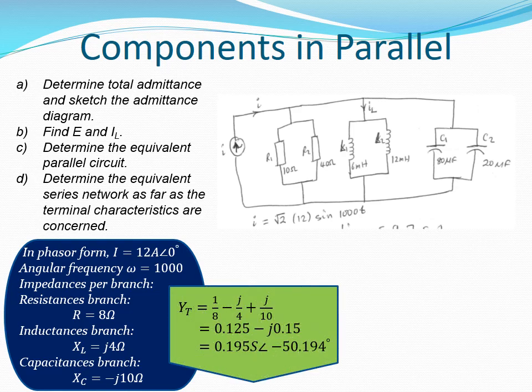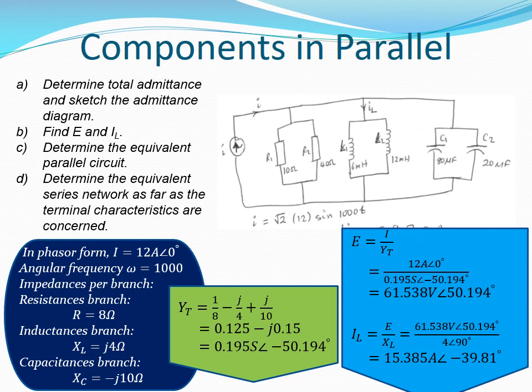The total admittance of the network is equal to the sum of the inverses of the respective impedances of the branches. We obtain it as 0.195 Siemens at an angle of minus 50.194 degrees. The supply voltage is equal to the supply current over the total admittance. We obtain it as 61.538 volts at an angle of 50.194 degrees.